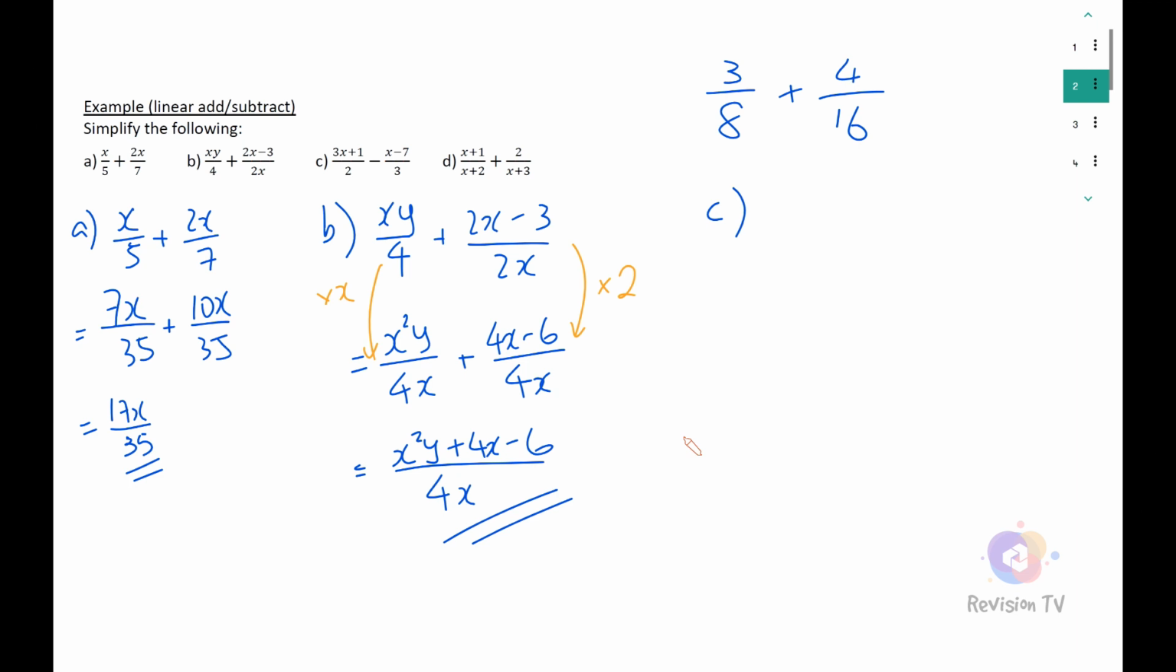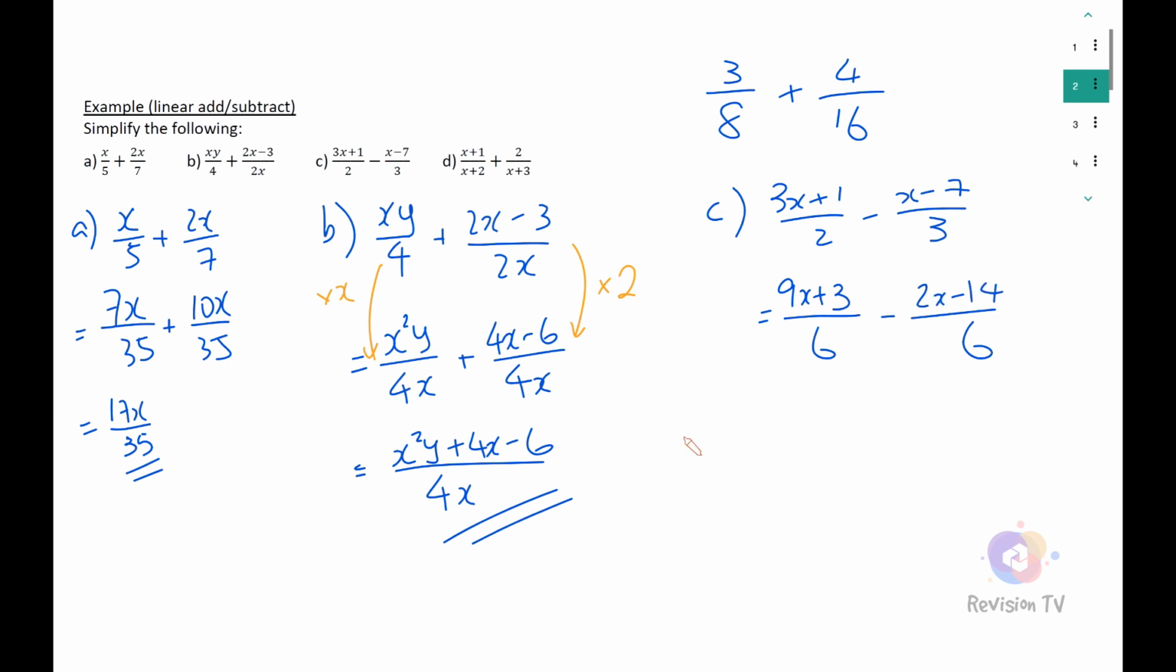Question C. 3x plus 1 over 2 minus x minus 7 over 3. Again, 2 and 3, common denominator. Before I start, let me rewrite the question. So I need to make both out of 6. To get 2 to 6, I need to multiply by 3, so 9x plus 3. To get 3 to 6, I need to multiply by 2, so 2x minus 14.